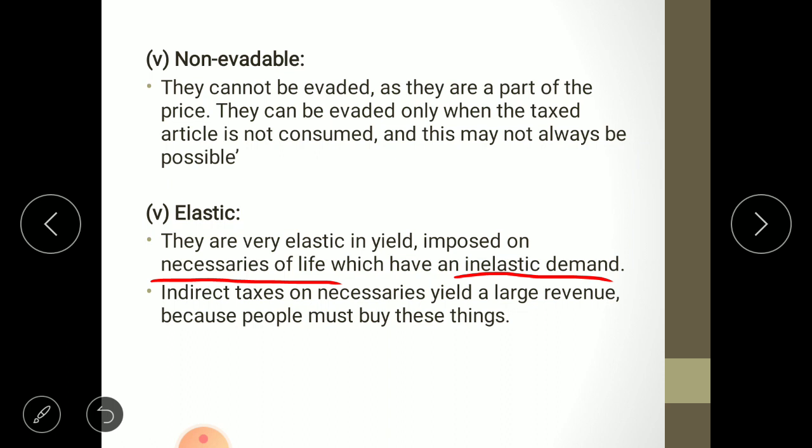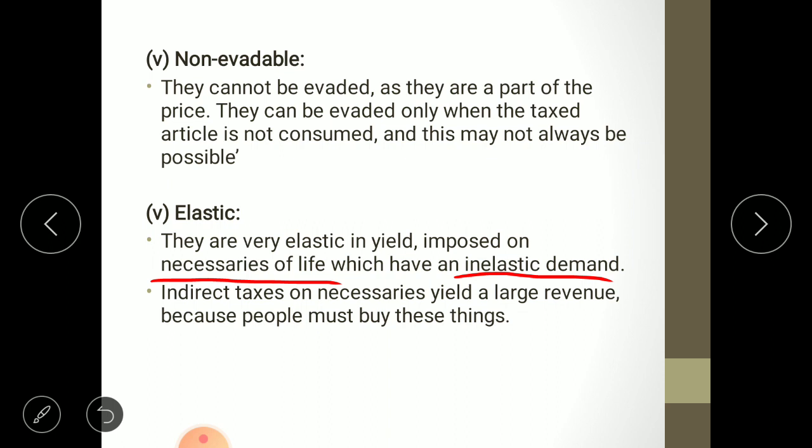Take an example of salt. If 20 rupees salt is sold for 100 rupees, then also we are not going to reduce the consumption of salt because it is necessary. Getting it? So even if price increases, demand doesn't decrease. So what is written here? That tax is charged on the necessaries of life, so it has to be purchased. Indirect taxes on necessaries yield a large revenue because people must buy these things. By that way, the government is sure that people have to purchase it definitely, and the government can have the earning of tax from the necessaries of life.